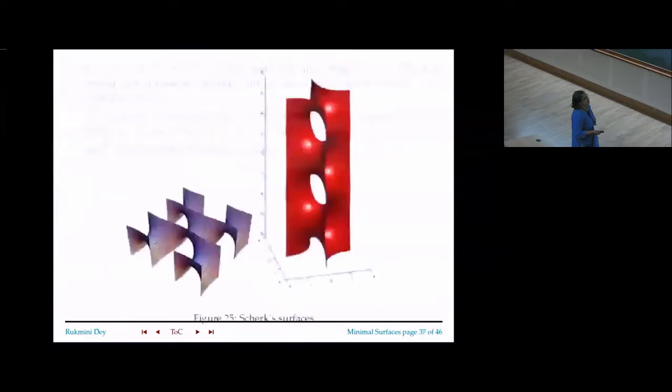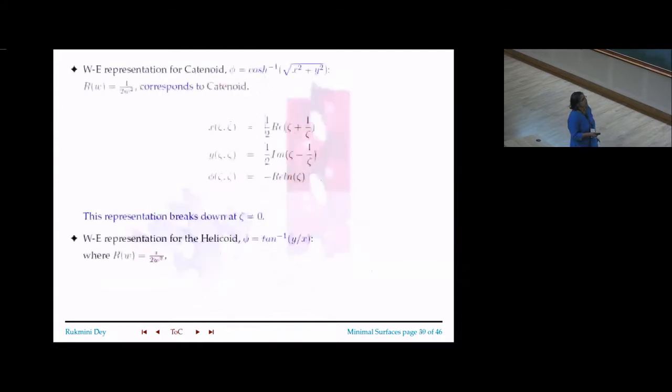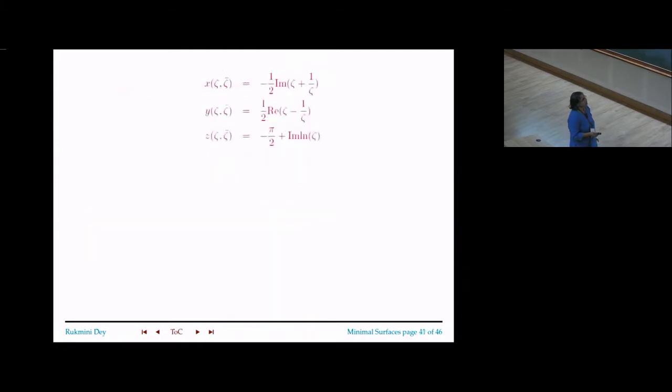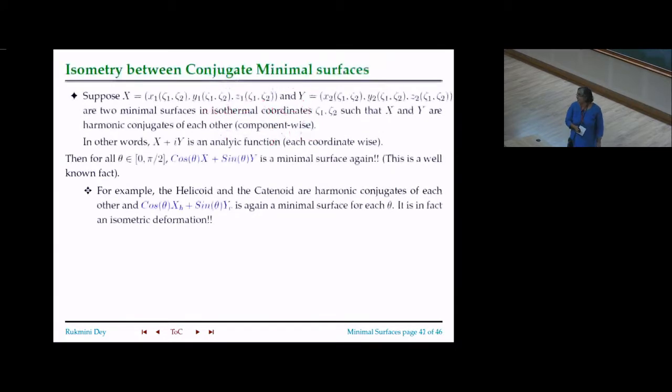So I will skip all these details and I will come back to this. So here is the Scherk surface, and this is the Scherk second surface, and this is the Scherk first surface. Now Scherk surfaces, yeah.